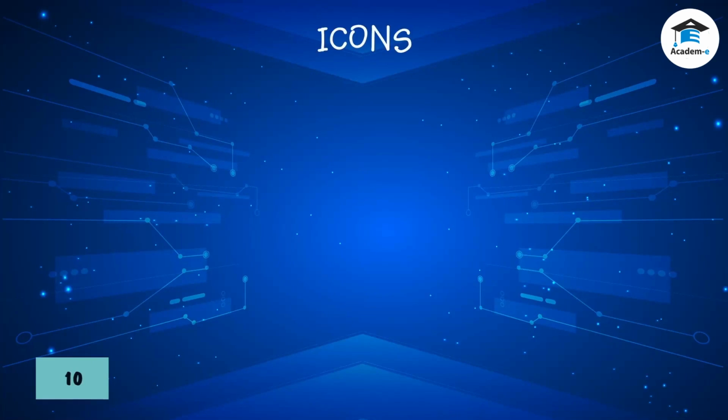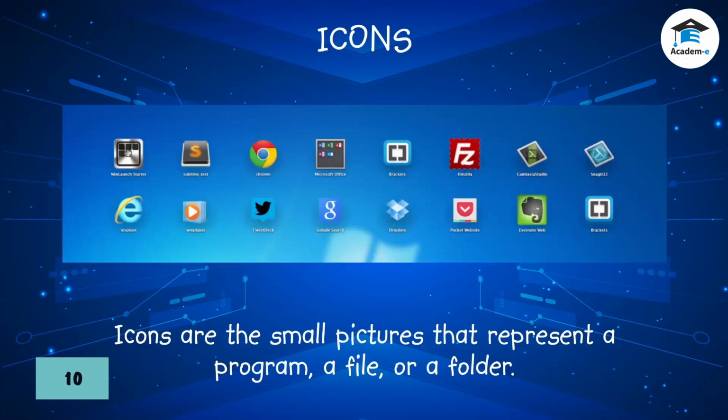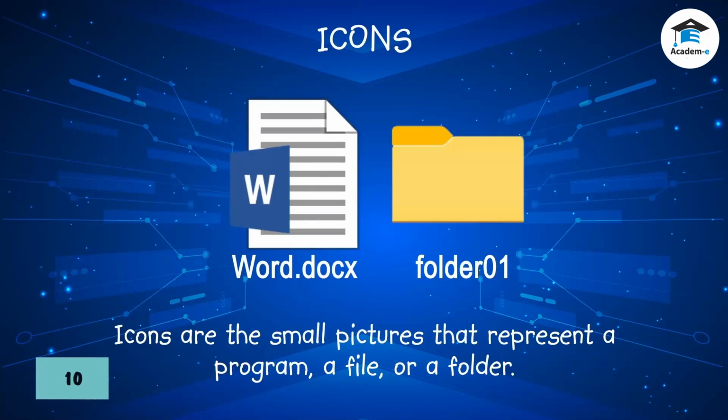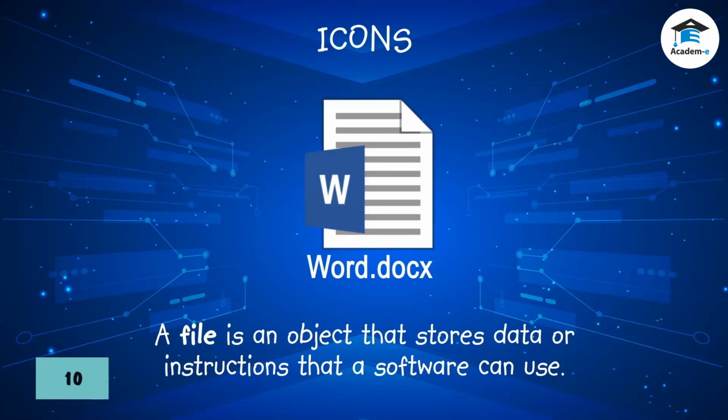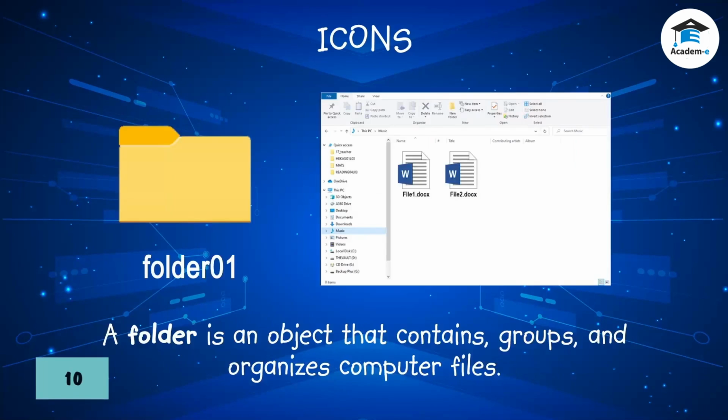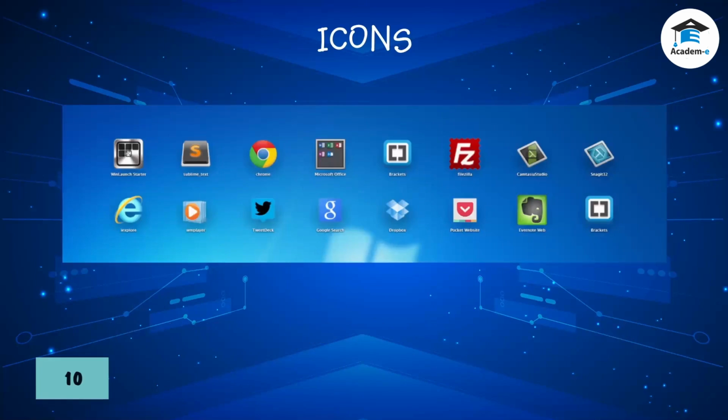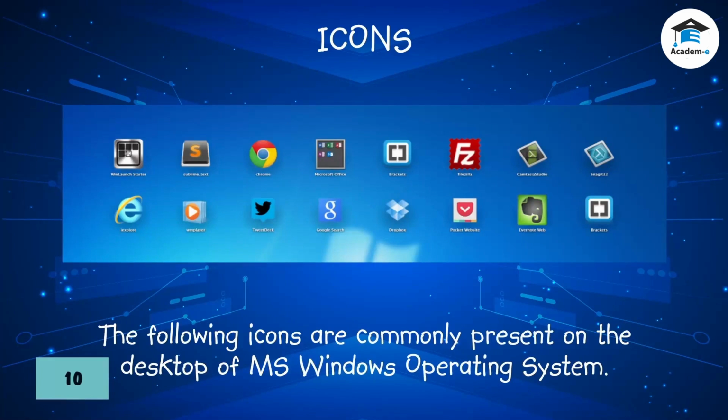Icons. Icons are the small pictures that represent a program, a file, or a folder. A file is an object that stores data or instructions that a software can use. A folder is an object that contains, groups, and organizes computer files. The following icons are commonly present on the desktop of MS Windows operating system.